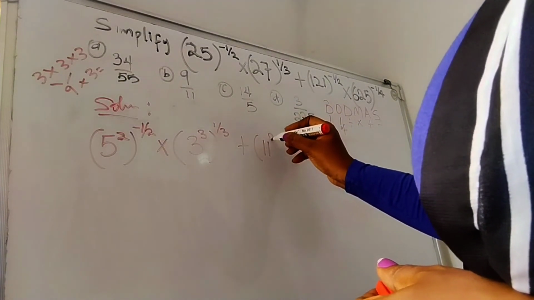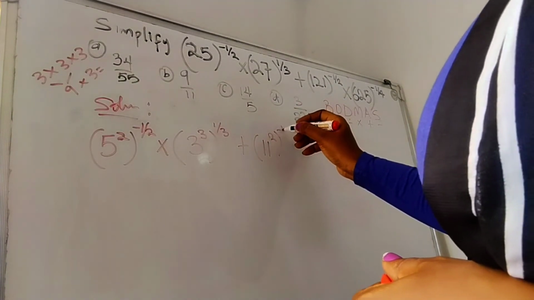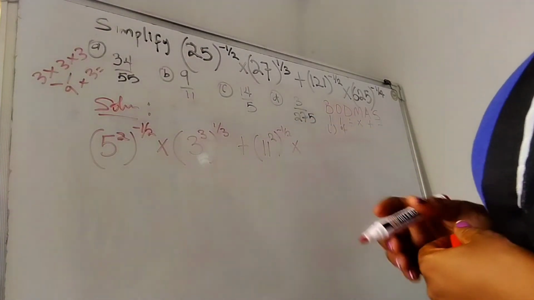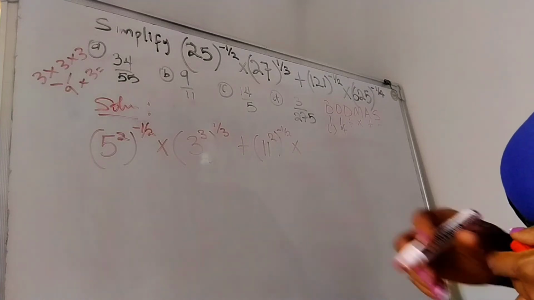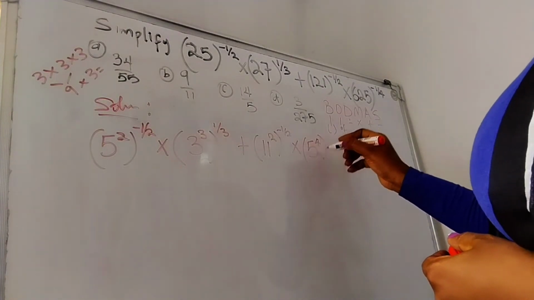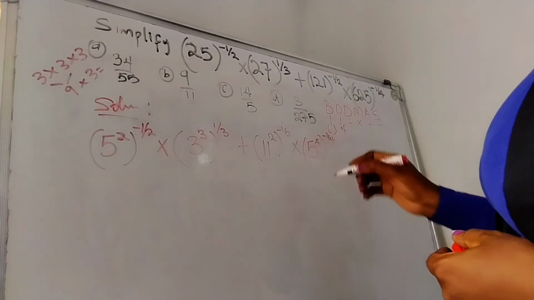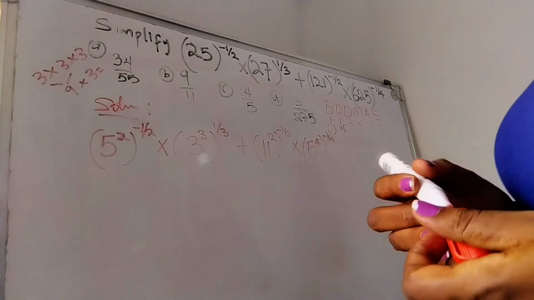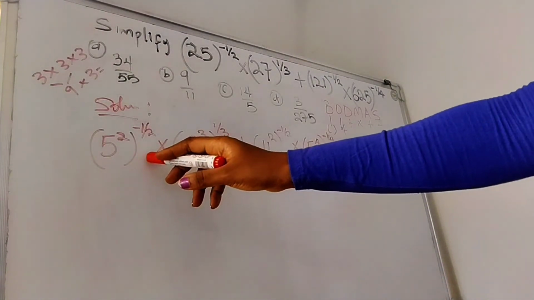121 is 11 raised to power 2. We'll put the exponent right there. And then we have 625. 625 is the same thing as 5 raised to power 4, minus 1 over 4. Are we getting it? I'm very sure. So now we're still working on the brackets, right?